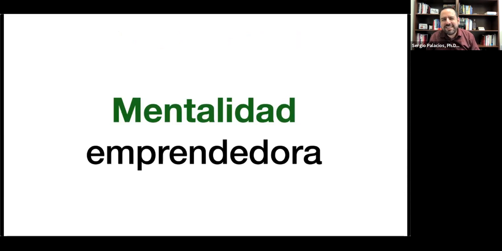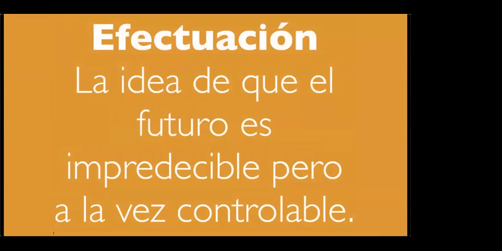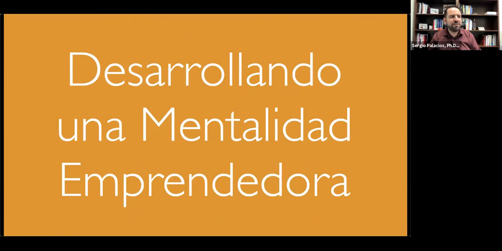Y dijo, bueno, tengo entre 180 y 220 compañías, ni siquiera se acordó cuántas tiene. Ese es un emprendedor en serie. La idea de efectuación es que no podemos predecir ciertamente qué va a pasar mañana, pero podemos controlar nuestro emprendimiento.